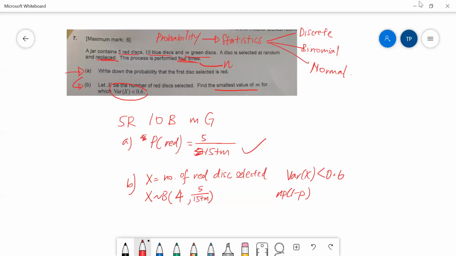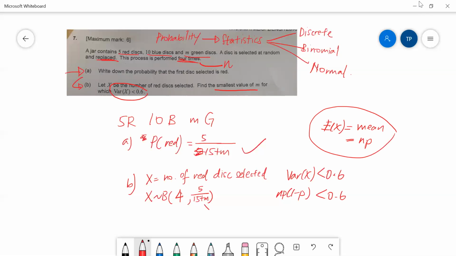That is correct. Okay, sidetrack a bit. Expectation of x is equal to? If you know variance, you should know expectation. n times p. It's just n times p. Correct. Very good. So n times p times 1 minus p will be less than 0.6.